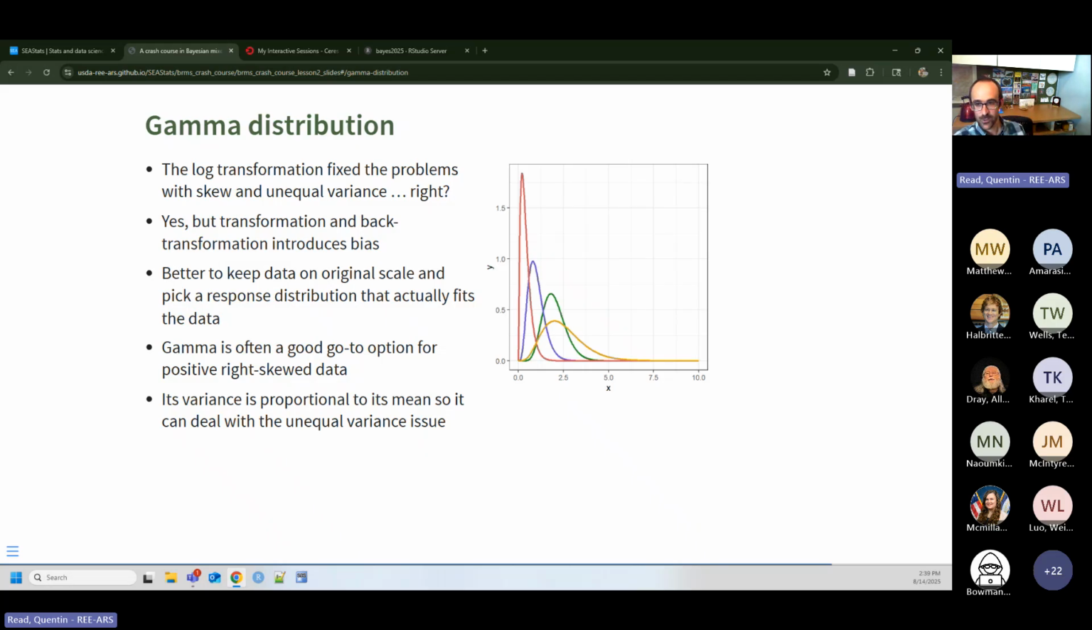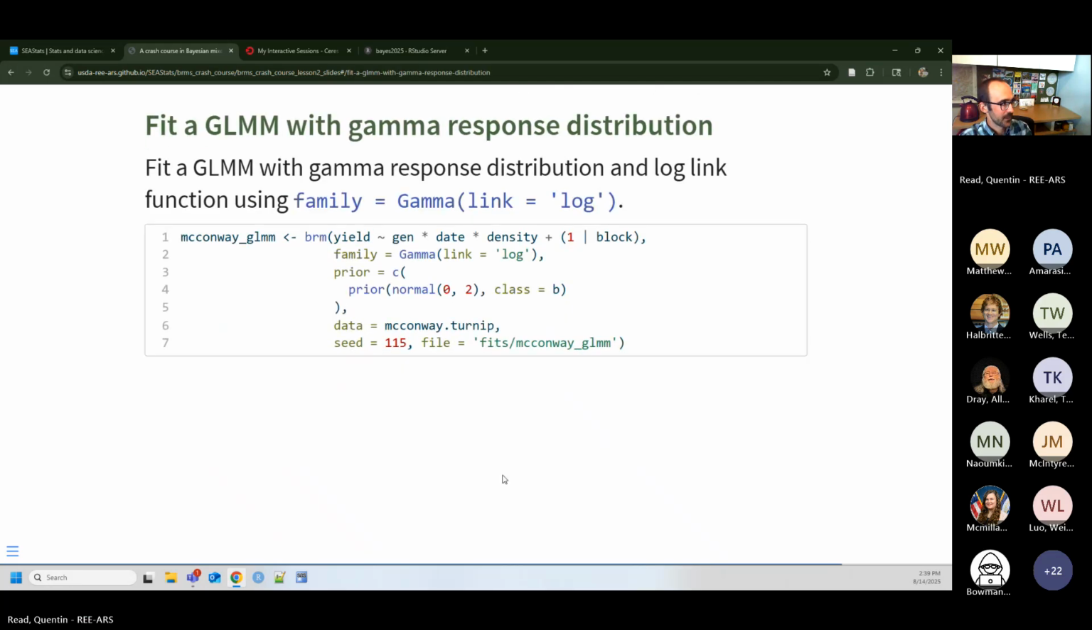So let's try gamma. And the way we do that, now we're going to do a GLMM. It's got those fixed and random effects. And now instead of transforming yield, we're going to fit this non-normal distribution to yield, gamma with a log link function. So it has a similar effect to the log transformation because we're using log as the link function, but all that stuff is done within the model. We're not transforming the data to fit the model. That's all within the model.